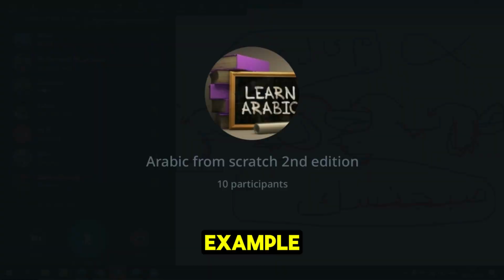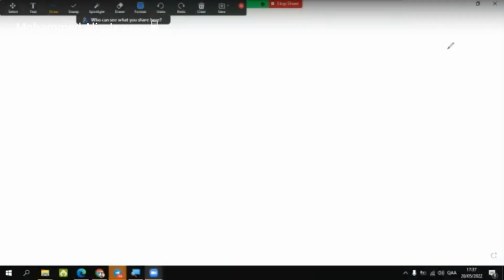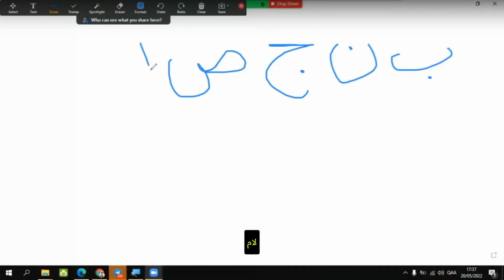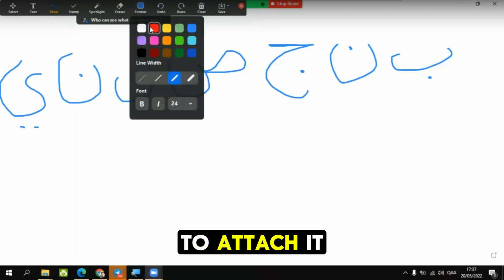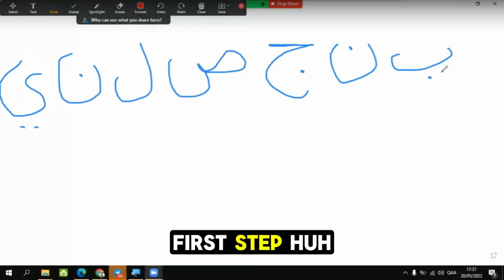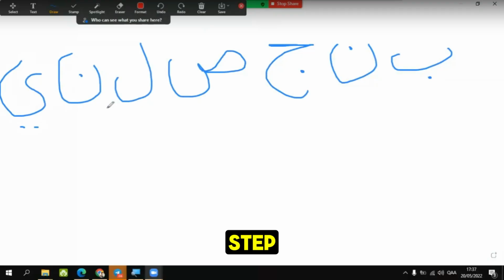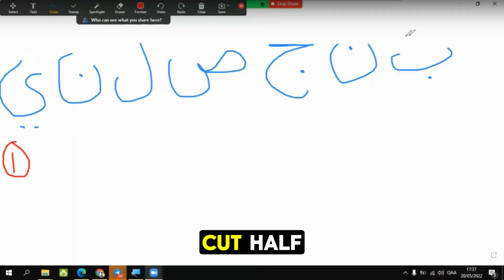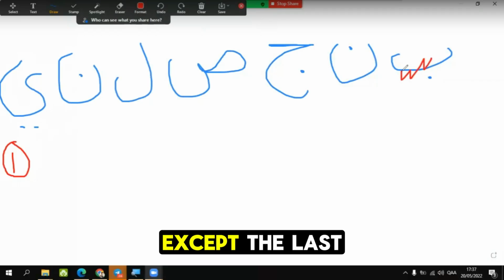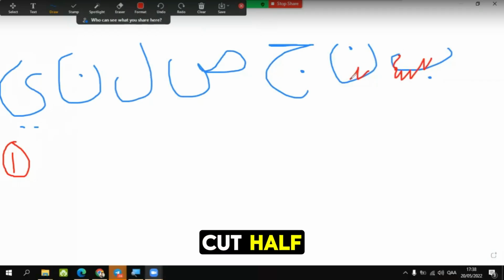Let's take another example. Let's say we have a word like this: the ba, noon, jim, sad, lam, noon again. That's a word and we need to attach it. First step, who can tell me what we do in the first step? We cut half of it. Exactly. Cut half of every letter except the last one.